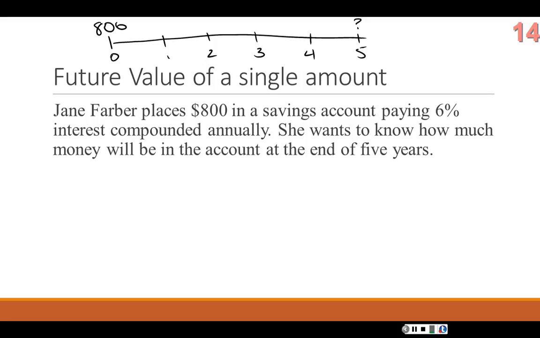So we're wanting to find the future value. We're taking it forward in time, so we want to know the future value. We're going to be compounding. So we can use our equation. The future value is equal to the present value, the 800, times 1 plus our stated interest rate of 6%, raised to the number of periods, which is 5. And so that's $1,070.58.